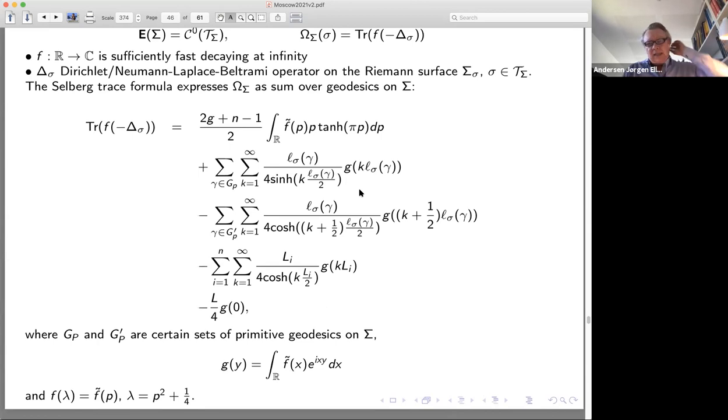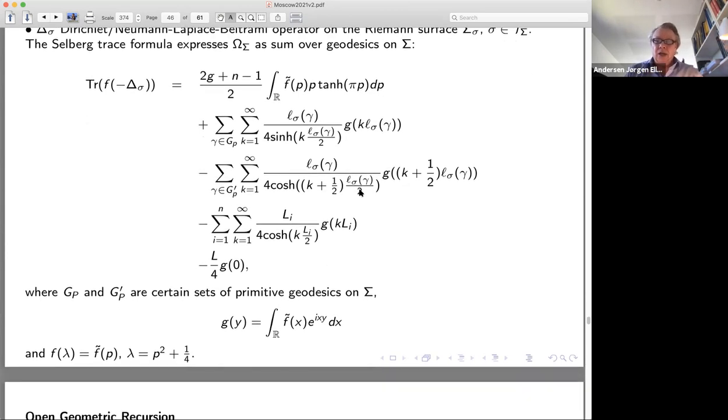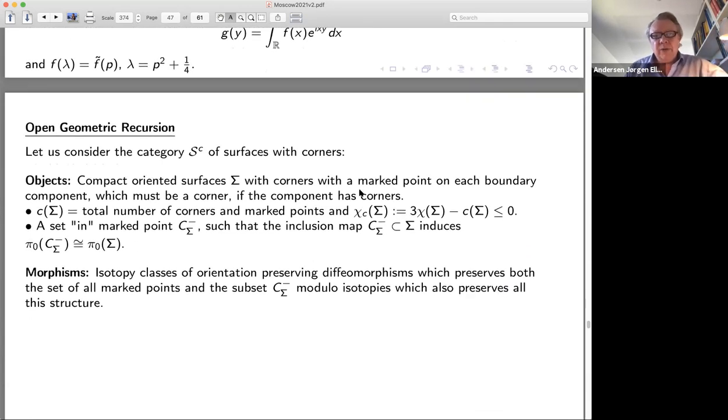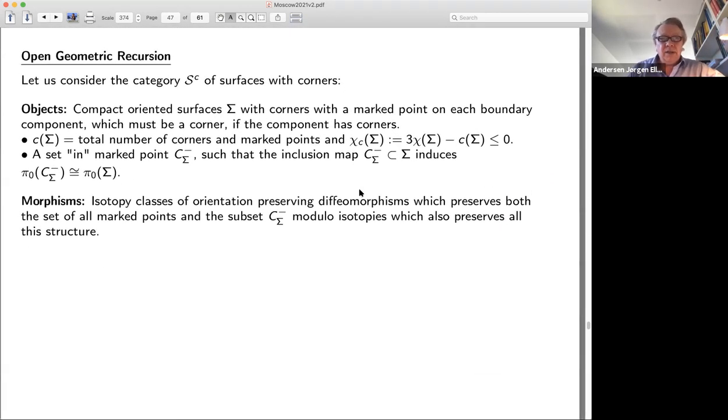But the thing is that it does not lend itself very well to geometric recursion, okay? Because at least we don't know if this satisfies geometric recursion, and I doubt very much that it does. But it does satisfy open geometric recursion. And so let me now very quickly try to go through this in the remaining, what is it, 9 minutes or something like this. So open geometric recursion is where we consider surfaces with corners as well.